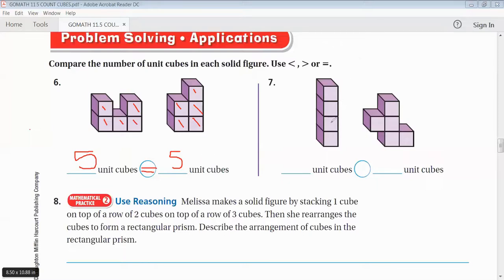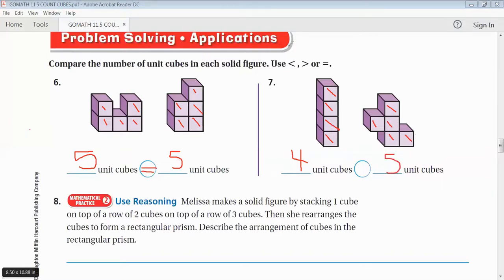For number 7, we can see we have blocks or cubes just stacked on top of each other. So let's go ahead and count. We have 1, 2, 3, and 4. So this solid figure is made up of 4 unit cubes. Let's look at our next solid figure. We can see 1 cube on the side, 3 cubes stacked on top of each other in the middle, and then 1 cube to the far right. So let's go ahead and count. We have 1, 2, 3, 4, and 5 unit cubes for this solid figure.